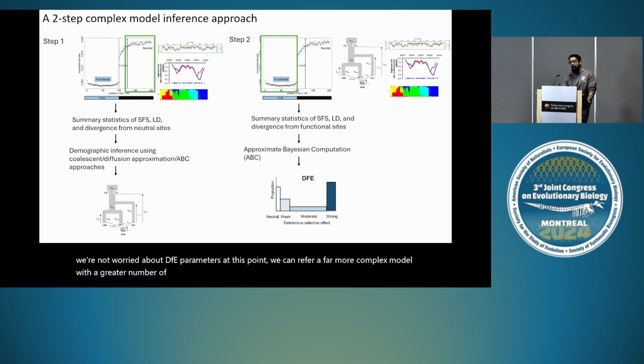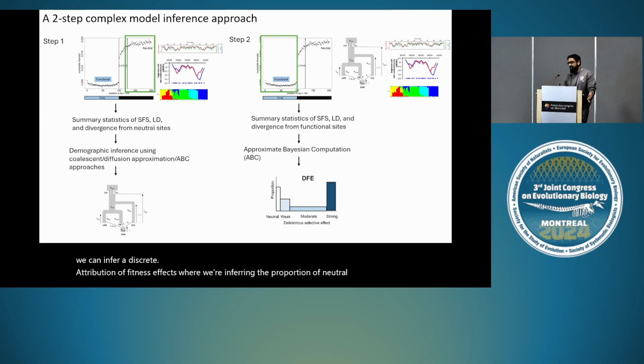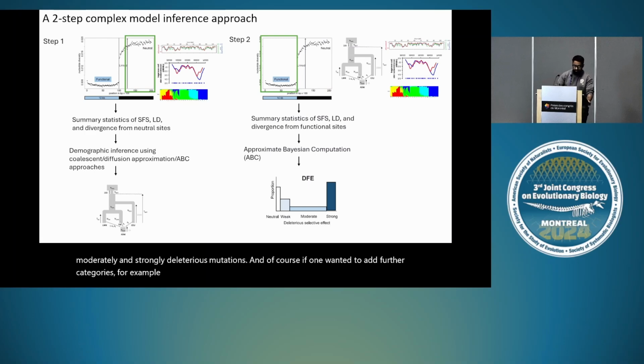Then in step two, conditional on the demographic history inferred in step one, we can identify functional regions, again with region-specific mutation and recombination rates. And in an approximate Bayesian computation framework, we can infer a discrete distribution of fitness effects, where we're inferring the proportion of neutral, weakly, moderately, and strongly deleterious mutations. And of course, if one wanted to add further categories, for example, weakly beneficial mutations, then of course you could.